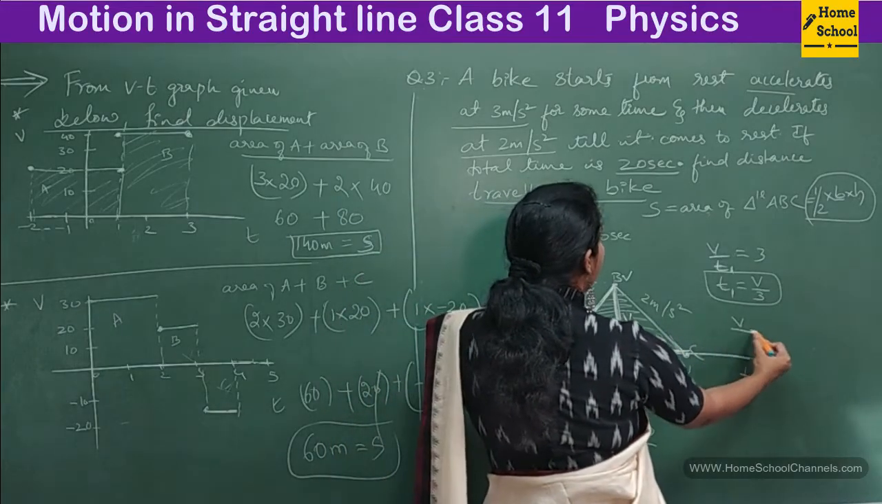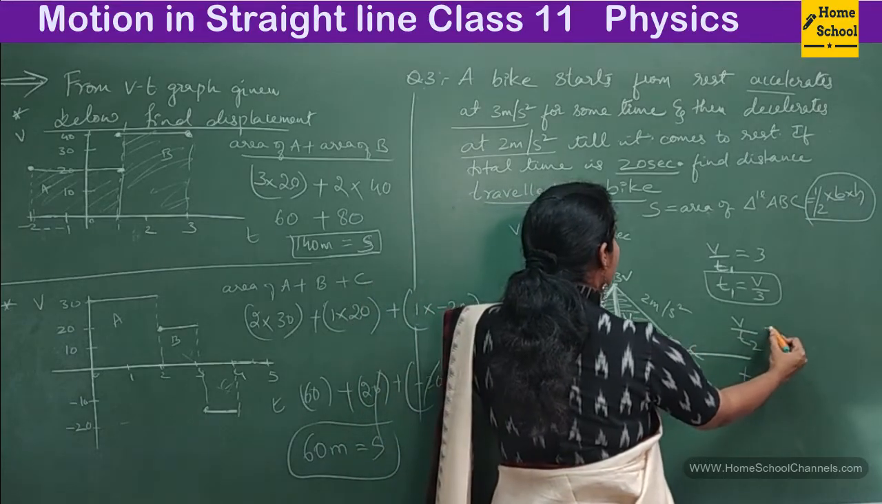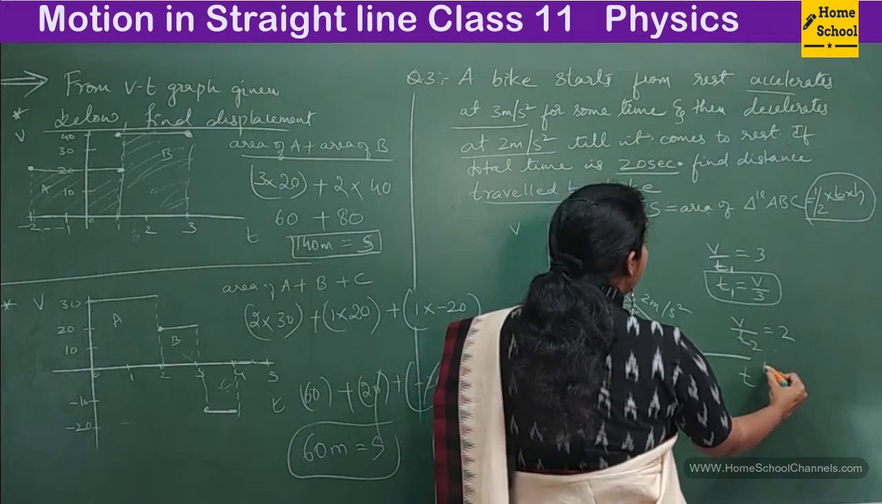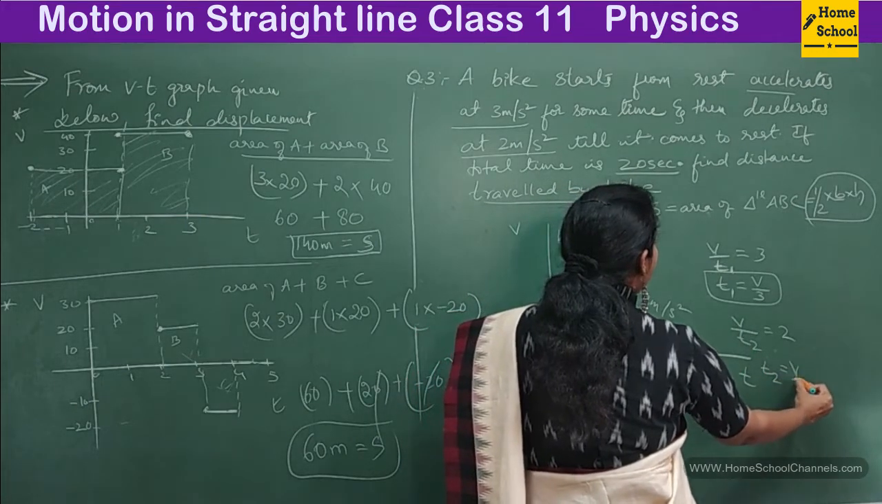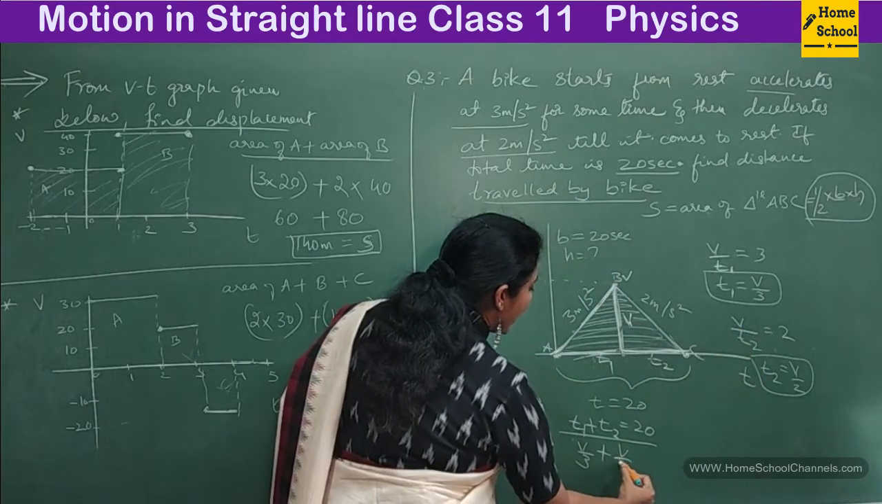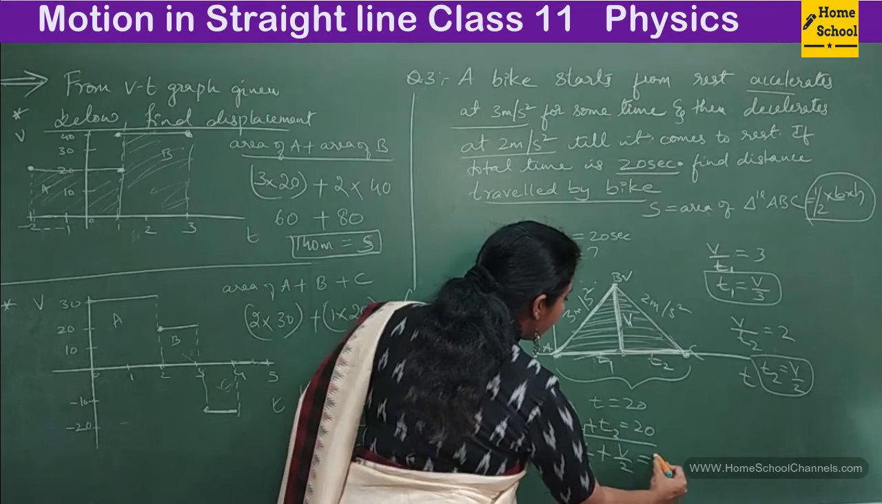That is v by t2. T2 is equal to slope, isn't it? So now what is t2? T2 is equal to v by 2, right? So T2 is equal to v by 2. So v by 3 plus v by 2 is equal to 20.